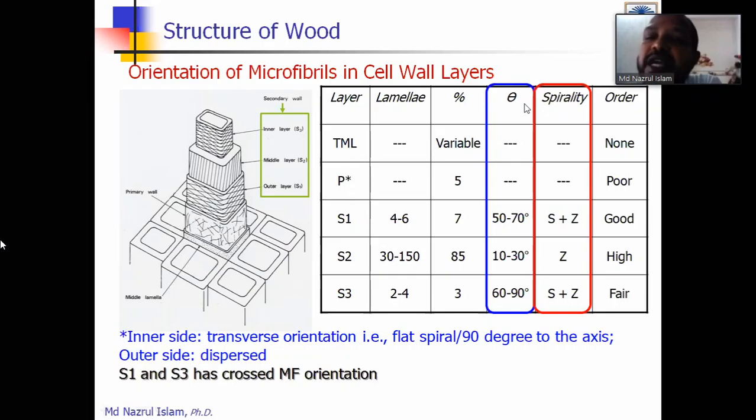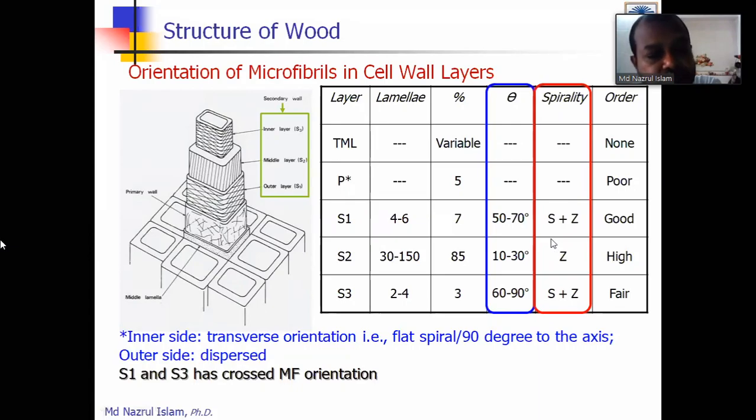The angle we are saying microfibril angle, you just see that it is highest, 50 to 70 degrees, in the S1 layer. If you look at the left side figure, you will see that it is almost horizontal, so the angle is more because it makes an angle with the cell axis. So that is a bigger angle. And in the S2 layer, you will see it is almost parallel to the cell axis, so the angle is very low. And in the S3 layer, again, it has a higher angle, almost horizontal like that. So it has a higher angle, and the spirality.